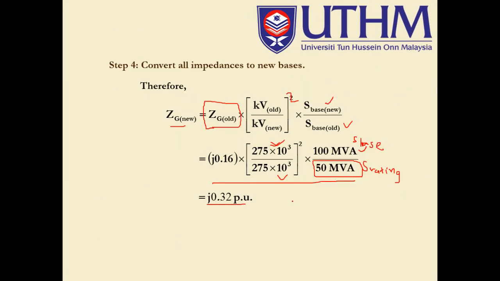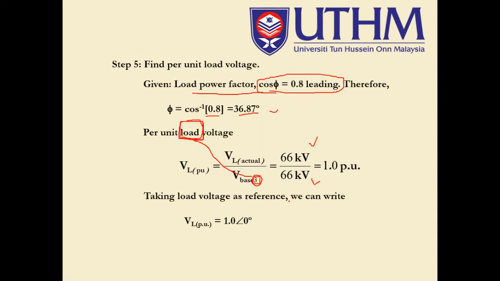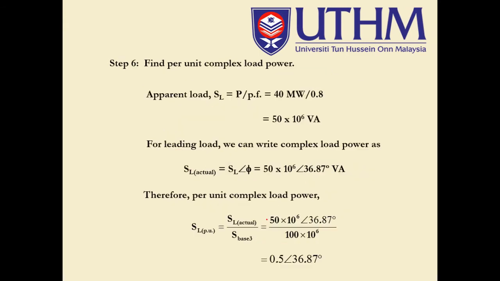Now the actual, which is 66 kV over the base analytical value 66 kV. So the final value of VLPU is 1.0 PU. Okay, so taking load voltage as reference, we can simply write that VLPU equal to 1.0 at zero degree of the phase angle. So step number 6, find per unit complex load power.